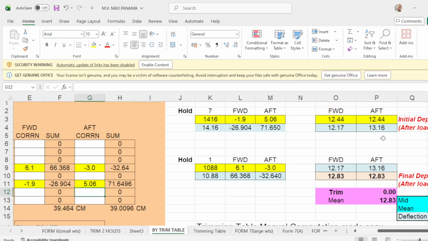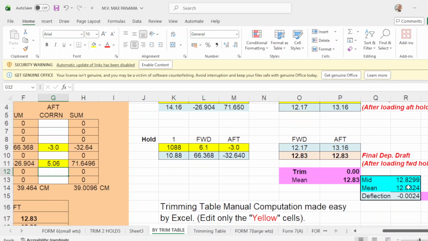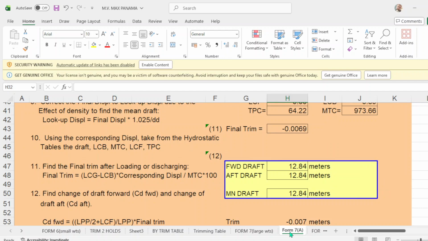You carry this one, carry this down. Then you load now in number 1, 1088. After completing loading 1088, this would be your final draft forward of 12.83. Aft draft is 12.83. Your zero trim, mean is 12.83, and your deflection is 0. Okay? That will be program number 3, form 6, trim holds 2, by trim table, and the last one will be form number 7.